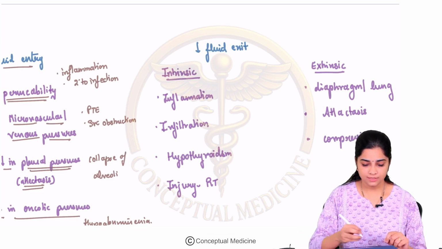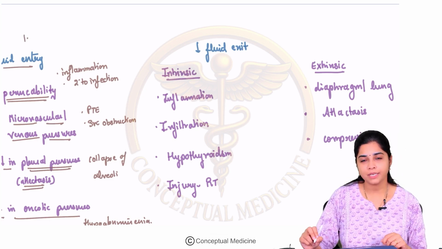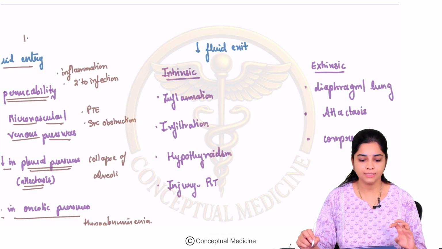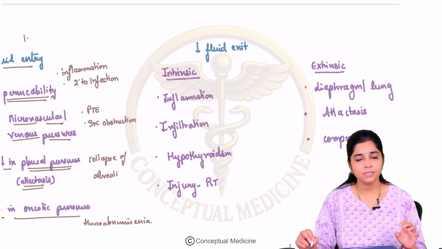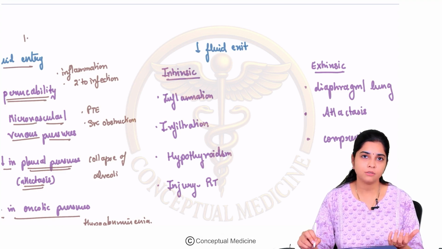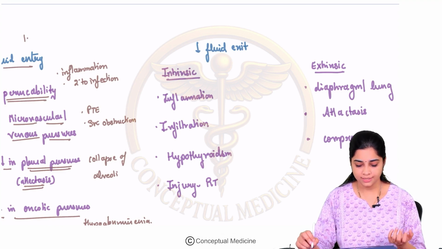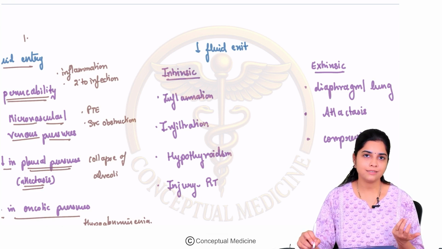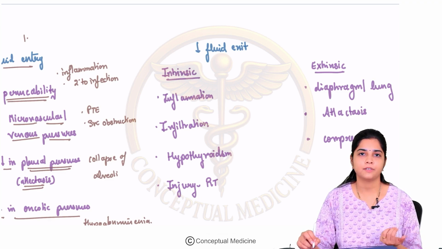Okay, so this is the first mechanism, or the sub-mechanisms, through which there is increased fluid within the pleural cavity. Because of increased permeability due to infection or inflammation, there can be increased venous pressures in pulmonary thromboembolism or SVC obstruction. There can be atelectasis which results in a decrease in the pleural pressure, and a decrease in oncotic pressures like in nephrotic syndrome can result in accumulation of fluid in the pleural cavity.